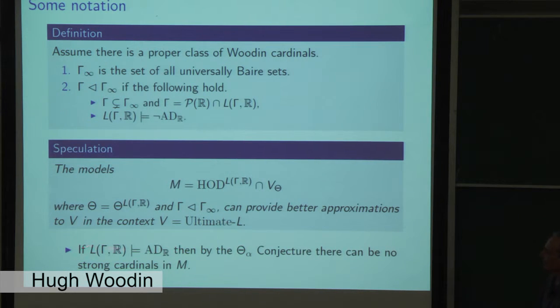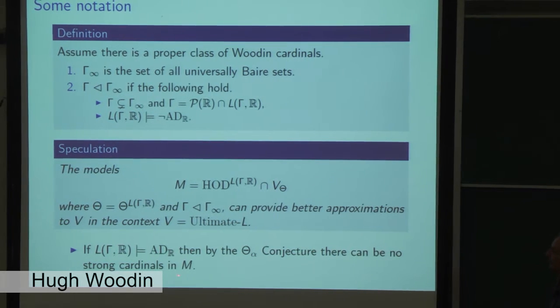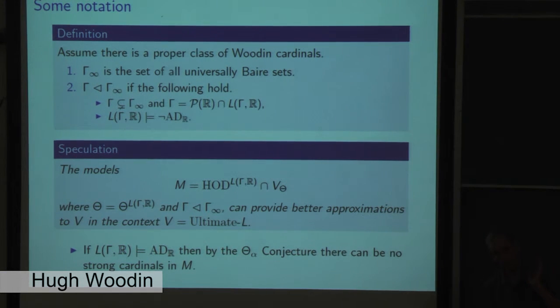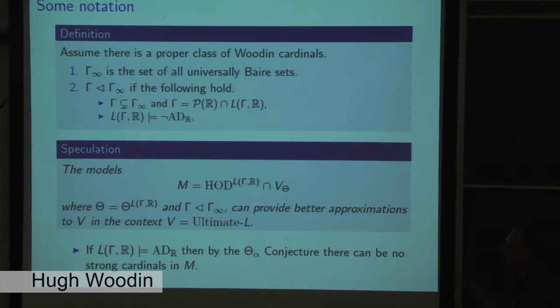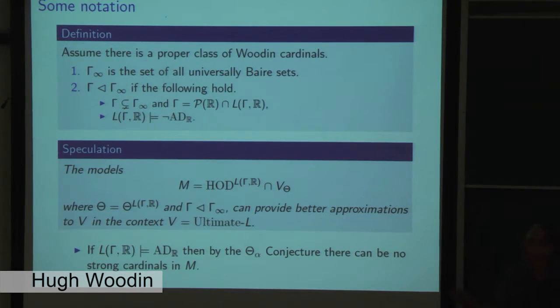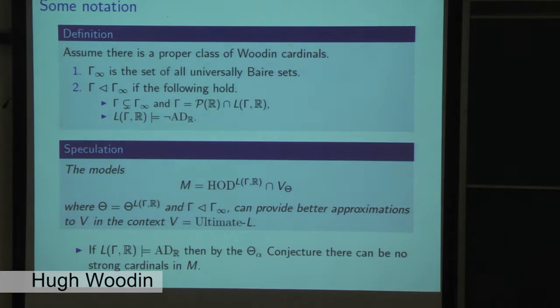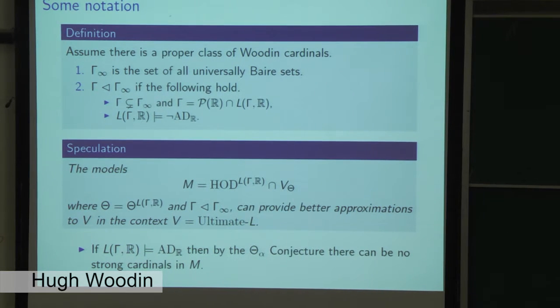We don't want to look at AD_R models because by the theta alpha conjecture, there can't be any strong cardinals in M. So since we're trying to mirror V in V as ultimate L, we don't want to look at the AD_R models, which is the point of this definition.